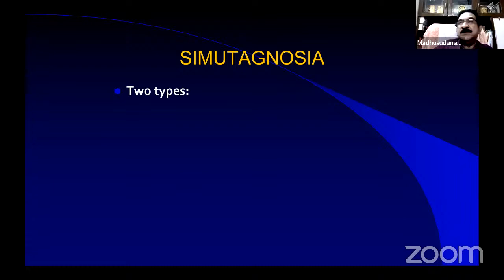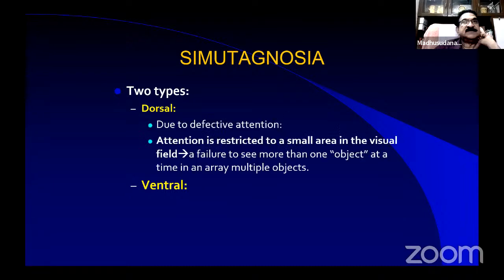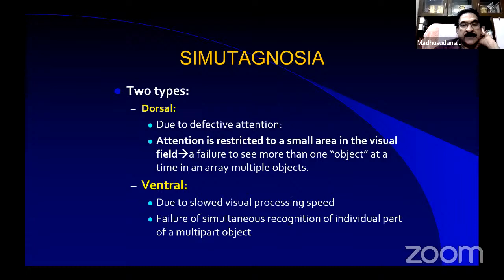There are, in fact, 4 types. The main 2 types are the dorsal type and the ventral type. The dorsal type is due to a lesion in the dorsal stream; the ventral type is due to a lesion in the ventral stream. The dorsal type is the one our patient has. There is defective attention, where the attention is restricted to a small area in the visual field, that is, failure to see more than one object at a time in an array of multiple objects. Ventral stream disorder causes simultanagnosia due to slowed visual processing speed, with failure of simultaneous recognition of the individual parts of a multi-part object.